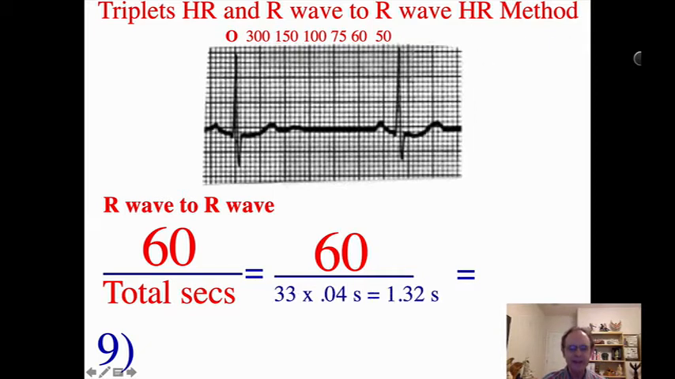What's that, class? 33 times 0.04 equals 1.32 seconds. 60 divided by 1.32 seconds, class, what are you getting? 45 beats per minute for number 9.